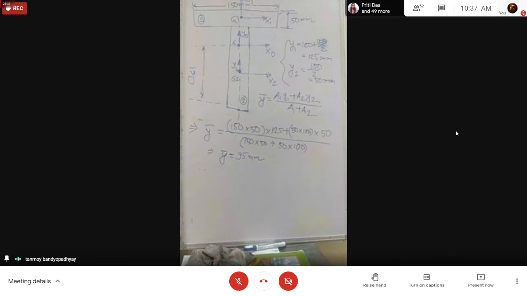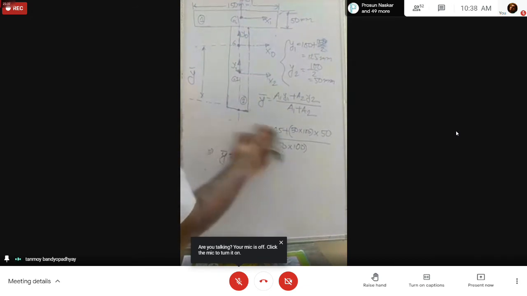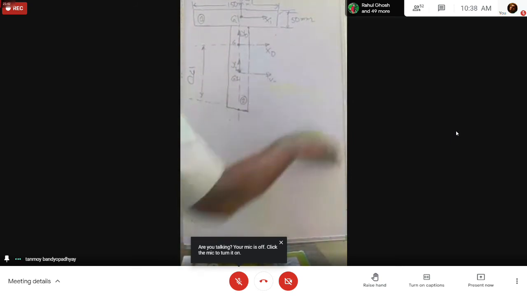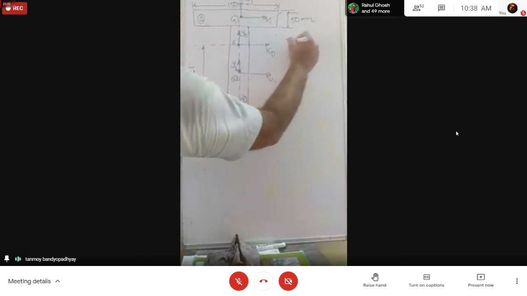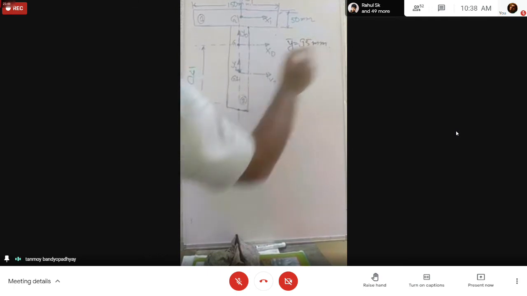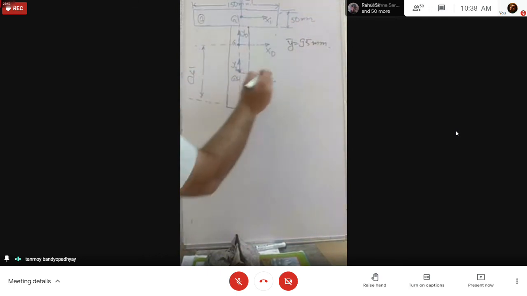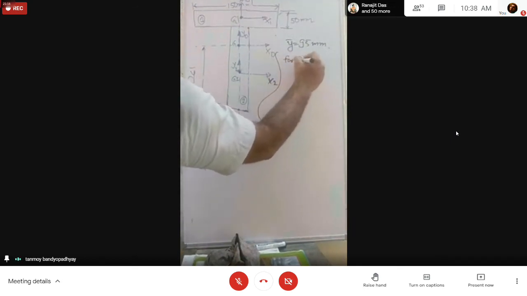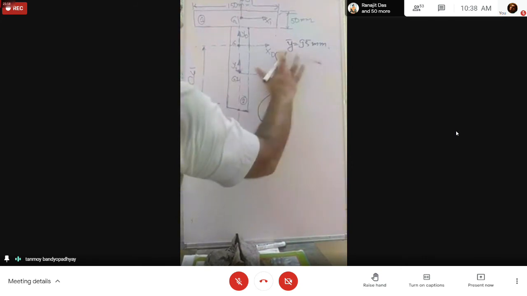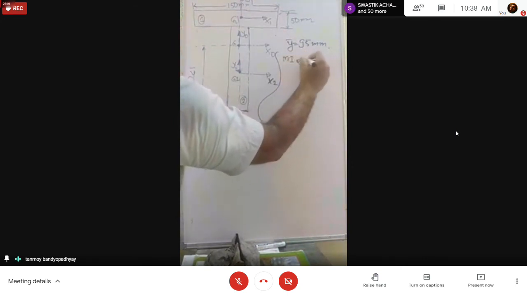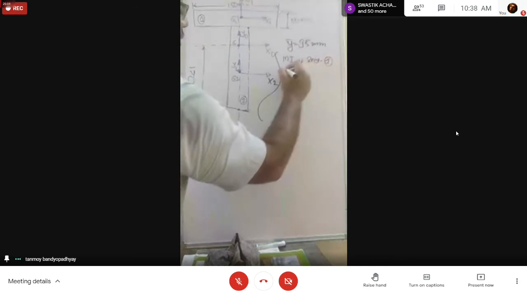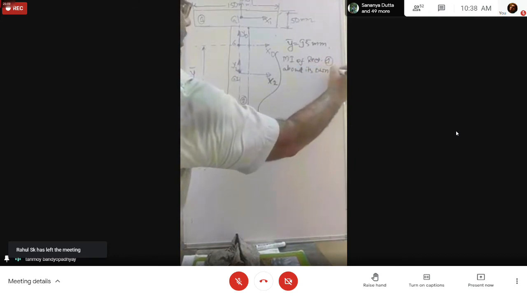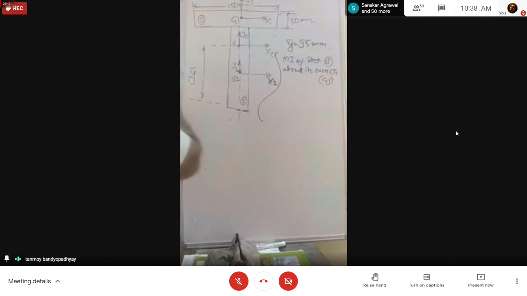So once you have completed this part, y bar is equal to 95. We will be needing this one, so I'm just writing the value somewhere. So y bar is equal to 95 millimeter. Now the task is similar to the previous cases. So for rectangle 1, the moment of inertia about its own CG, which is G1.